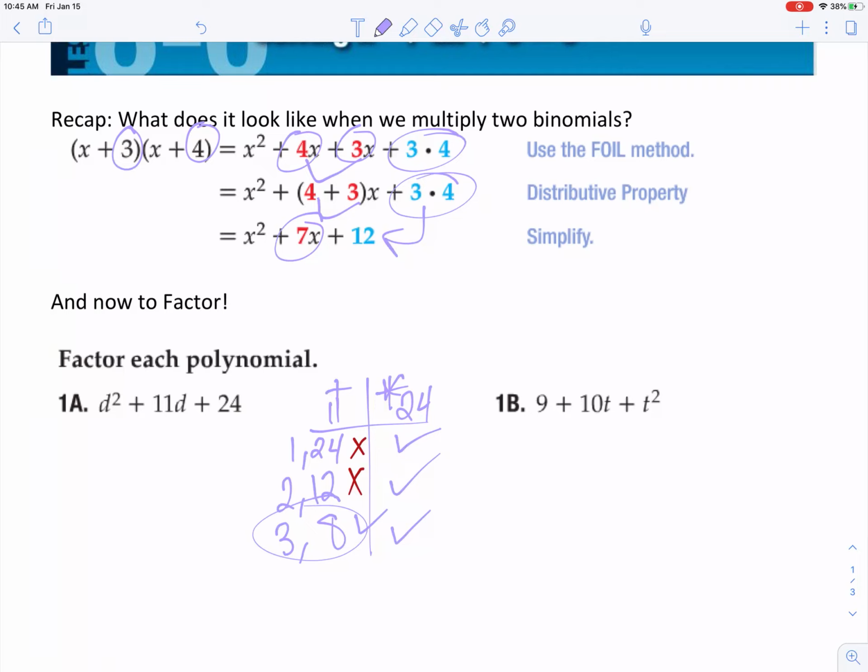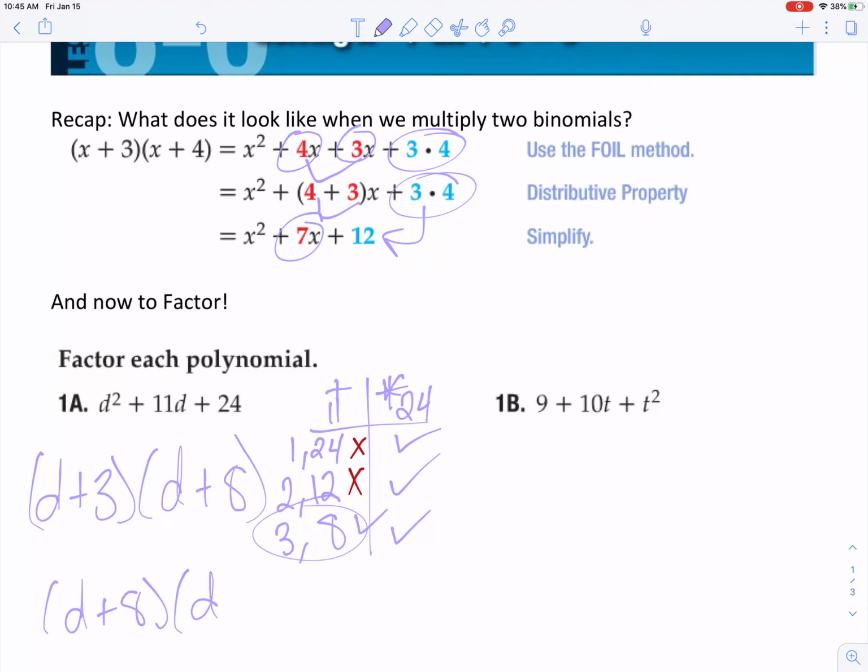That's not your answer, but what you're going to do, when you had a trinomial like this, it started off as two binomials being multiplied together, like we have up here. So that's the form that your answer is going to be in. So I'm going to say, okay, my variable is d, so parentheses, d. Since it's a positive 3, it's going to be plus 3. And since it's a positive 8, it'll be a plus 8. Fun fact, it doesn't actually matter what order you put the numbers in. If you put d plus 3, d plus 8, that is the same thing as d plus 8 and d plus 3. Both of those would be counted correct.